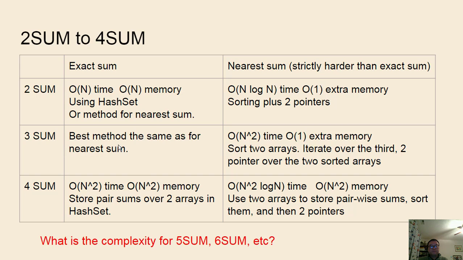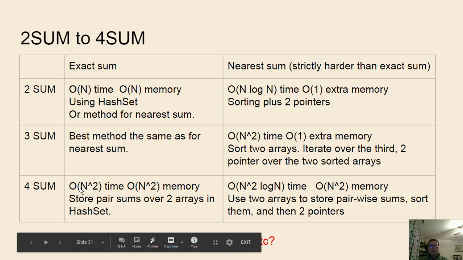For three sum, the exact sum, the best method turns out to be the same as the one for near sum, or at least there might be other methods, but what I can come up with without too much thinking is just to do it with this near sum approach. We sort the array, and then we iterate over the third, and then we do 2 pointers over the two sorted arrays. Because once we fix the element from the third array, we know what we want from the other two arrays.